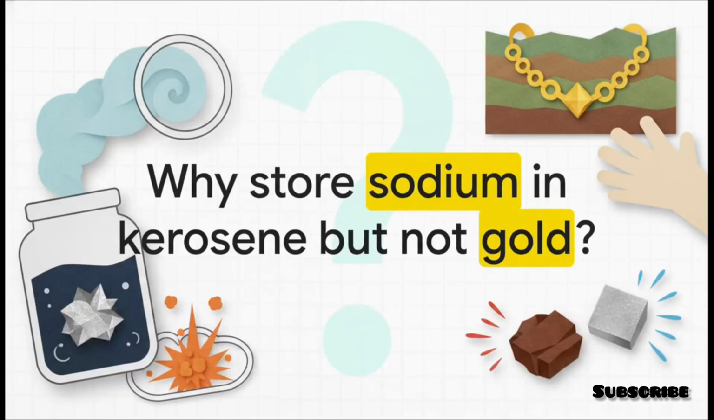To kick things off, I want you to think about this puzzle for a second. Why is it that a metal like sodium has to be strictly locked away, stored in kerosene oil, completely hidden from the air, while a metal like gold can just be dug out of the dirt, worn as jewelry, and literally stay perfectly shiny forever? Or, why does iron get all rusty over time while other metals hardly change at all? It's a total mystery of behavioral extremes, right? And the answer to all of this lies entirely in their chemical properties.